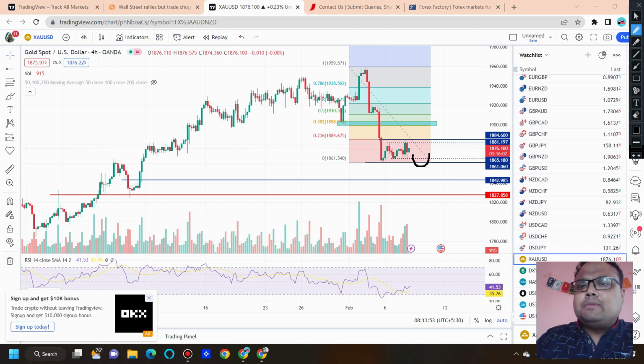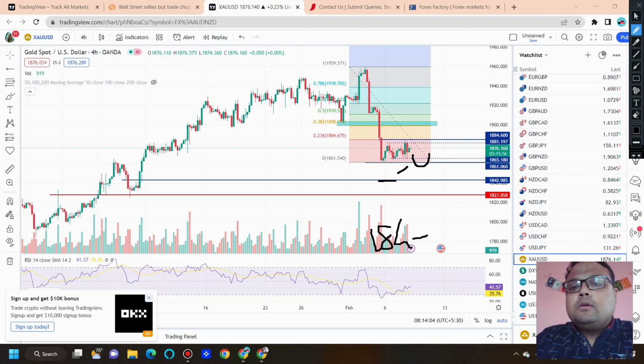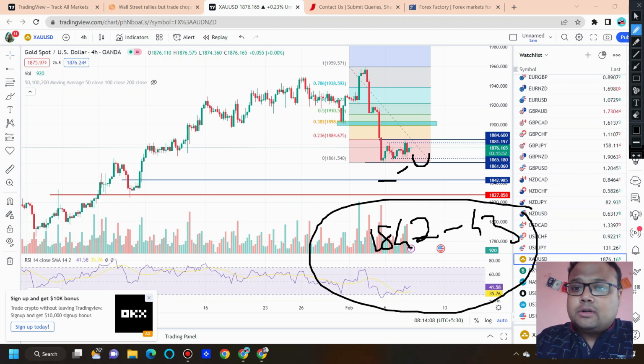If possible, avoid a sell position below the 1860 level, just to be on the safer side, and wait for the market to come down to the next support around 1842 to 1843. This is the next support on the chart of gold. Yes, if you have the required amount of experience, then you can go for a sell position below 1860.